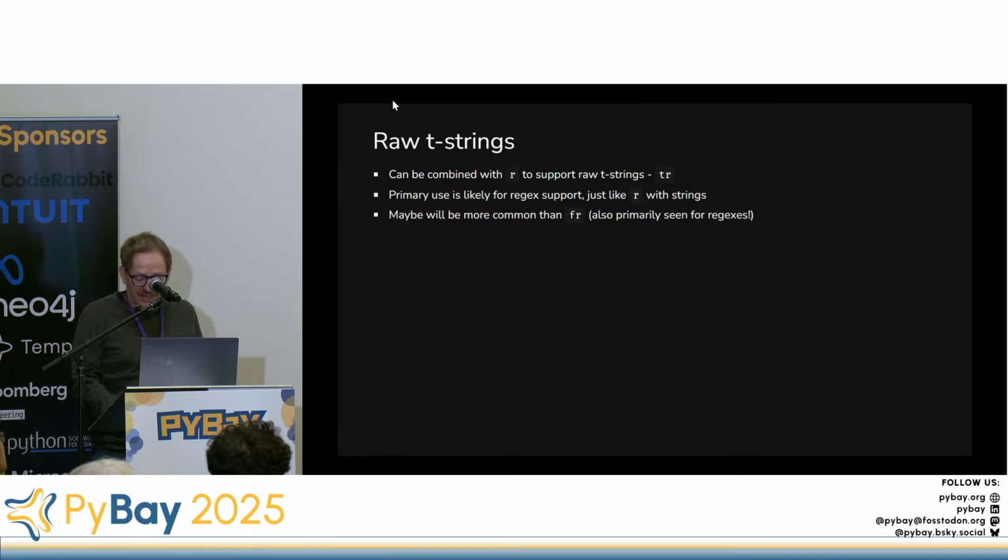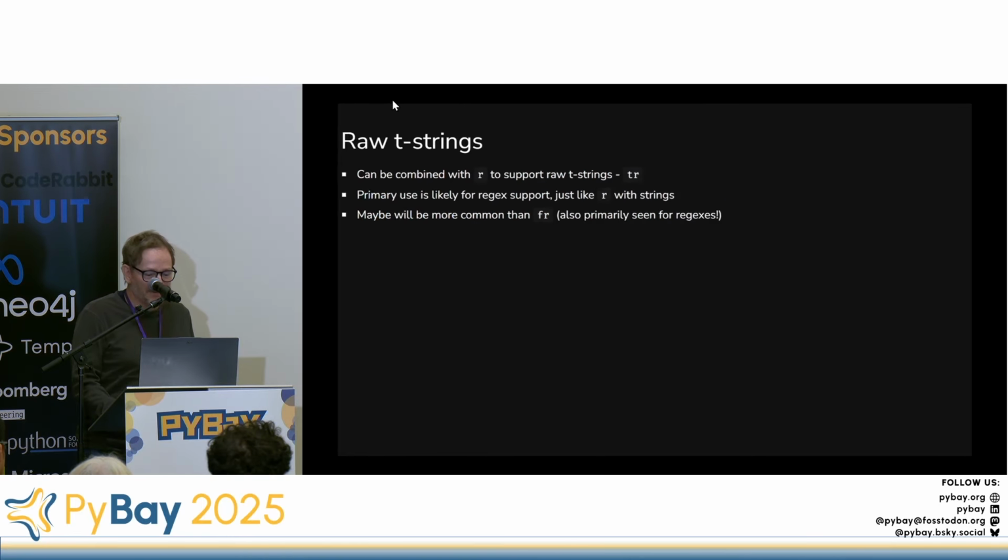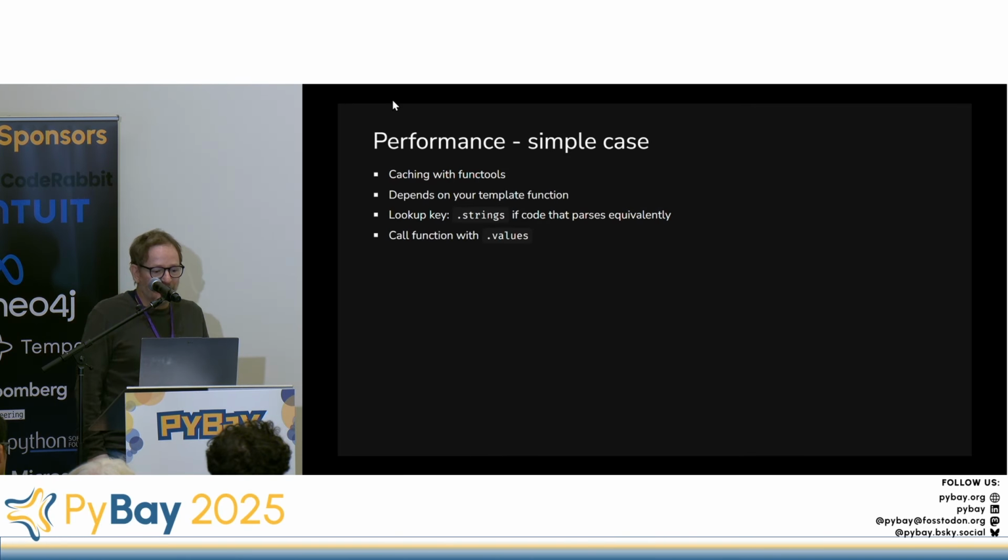Raw t-strings: do we ever use r except for regexes? Well, I think this is going to be the same thing for raw template strings. You can make use of caching strategies because frequently the only way that you differentiate your parse is with .strings, and then you can just call with .values, the template .values.